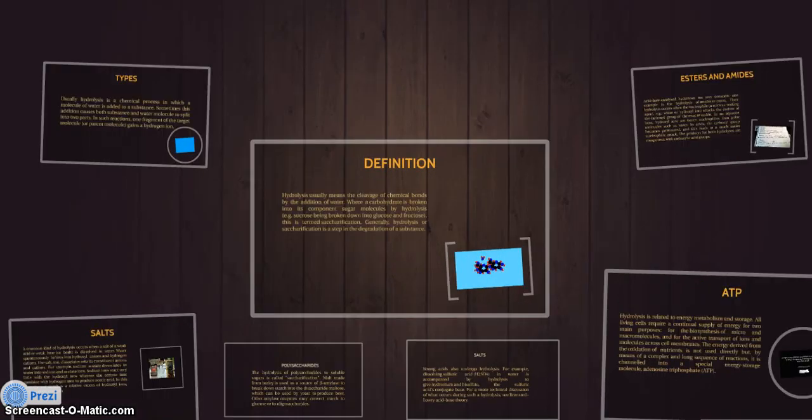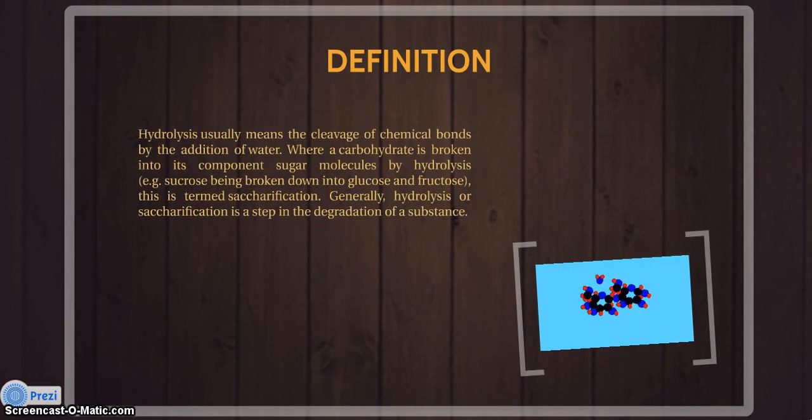Hydrolysis. Definition. Hydrolysis usually means the cleavage of chemical bonds by the addition of water, where a carbohydrate is broken into its component sugar molecules by hydrolysis. This is termed saccharization. Generally, hydrolysis or saccharization is a step in the degradation of a substance.